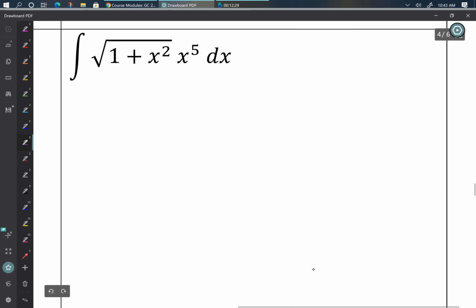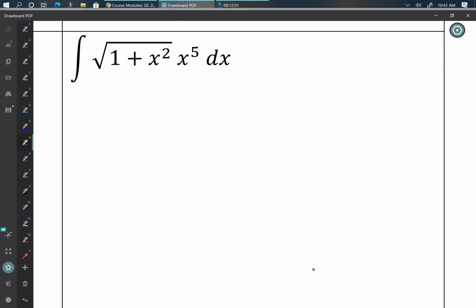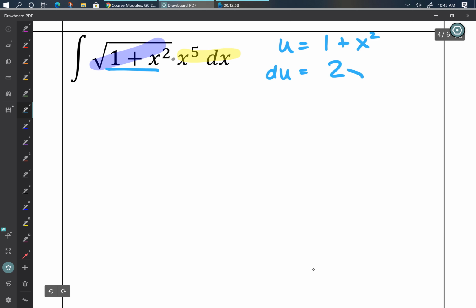This is the same problem, just a tiny bit harder. Okay? All right, you ready? I see two things being multiplied together, a root times an x to the 5th dx. Since those two things are being multiplied together, I'm going to try substitution. Whenever I try substitution, I pick the inside of the composite function to be u. And then the differential du is going to be 2x dx.